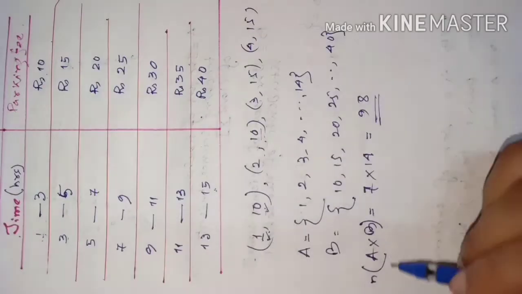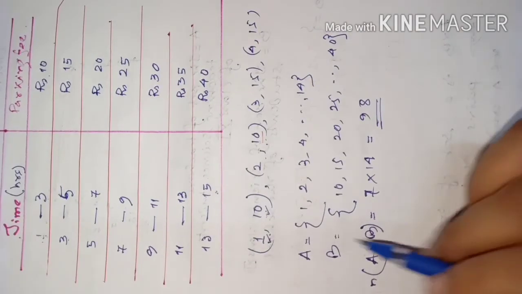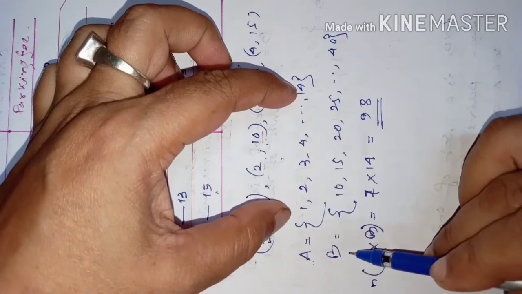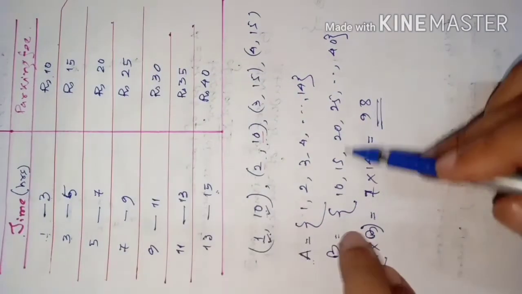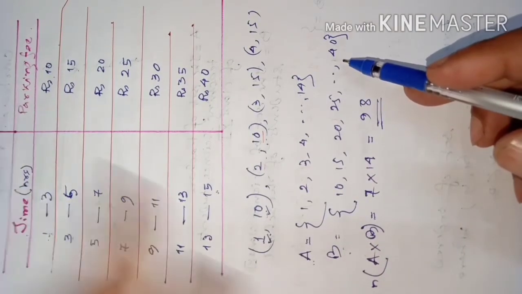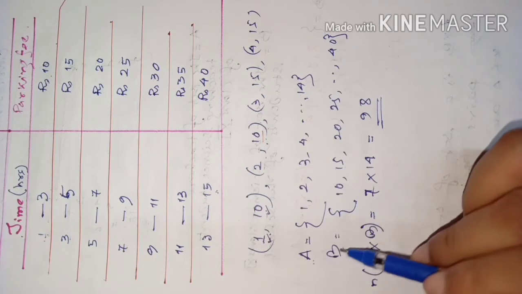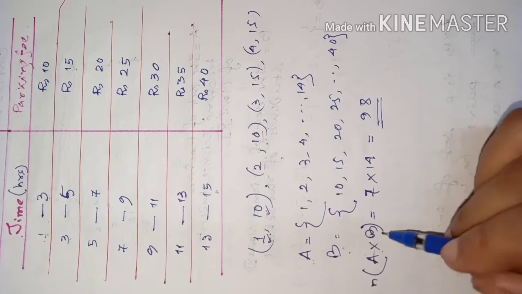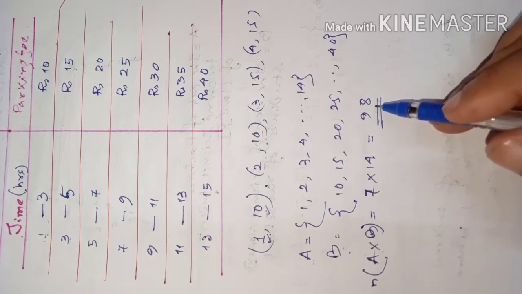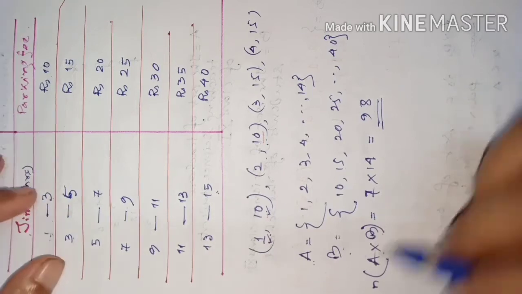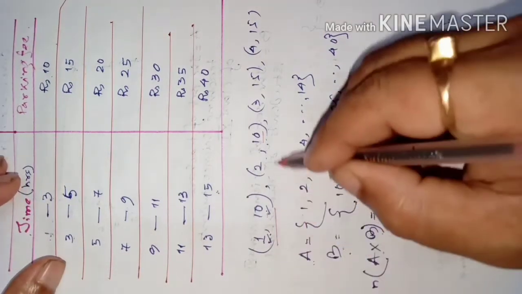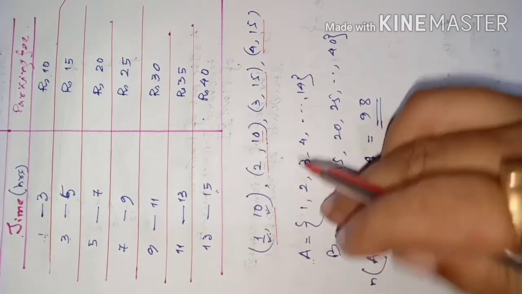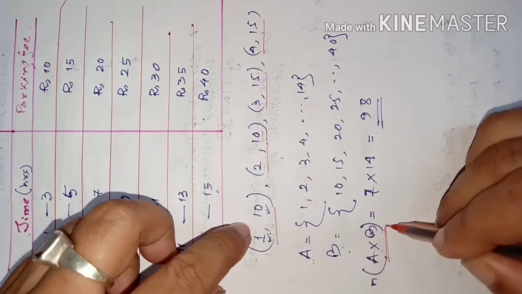Out of those 98 ordered pairs in A cross B, if we consider A as the set of time, that is hours, and B as the set of parking fees, then their cross product, the Cartesian product of A and B, will contain how many pairs? 98 pairs. Out of these 98 pairs, some pairs are like (1,10), (2,10), (3,15), (4,15). So these are also among the 98 pairs.